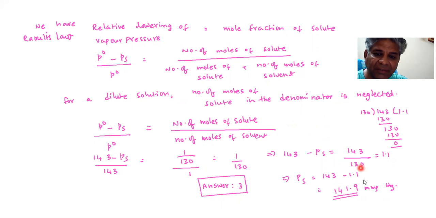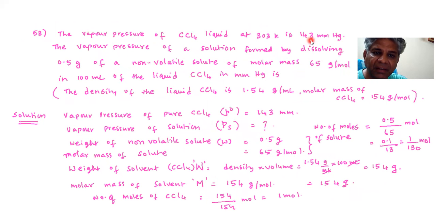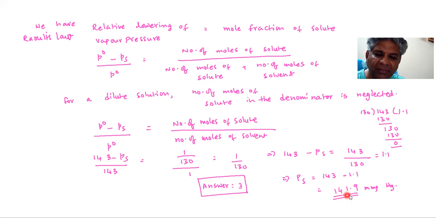Always remember, even without calculation you can tick the question very easily. How to choose the option? The vapor pressure of the pure solvent is 143. You know that the vapor pressure of the solution will always be less than the vapor pressure of the pure solvent. So you just pick the option which is very near to 143. The option very near to 143 is 141.9. Similarly, you can do the sum in this way also. It's simple common sense. So the answer is option 3.